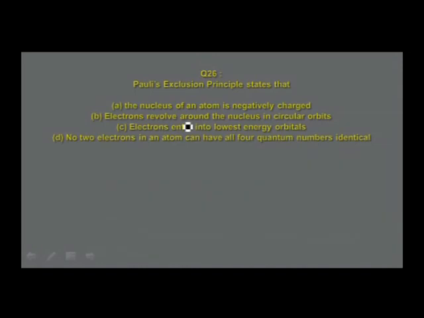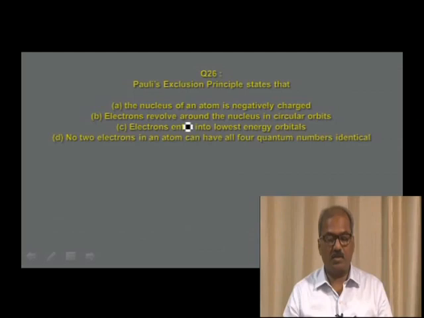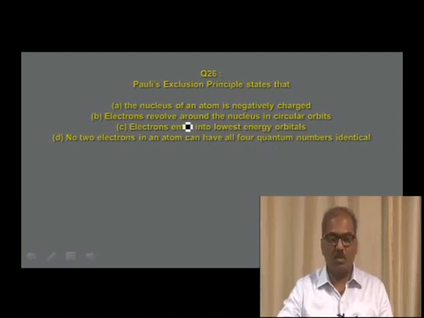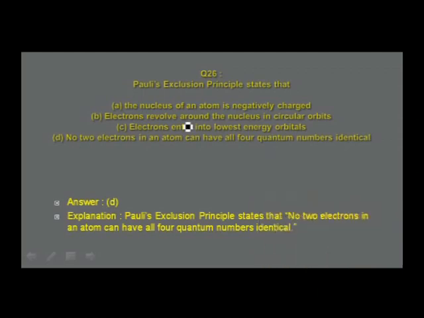We shall go to the next question. Option A, Pauli's exclusion principle states that the nucleus of an atom is negatively charged. Option B, electrons revolve around the nucleus in circular paths or circular orbits. Option C, electrons enter into lowest energy orbitals. Option D, no two electrons in an atom can have all four quantum numbers identical. The question is about the statement of Pauli's exclusion principle. I think you can identify the answer easily in option D: no two electrons in an atom can have all four quantum numbers identical.